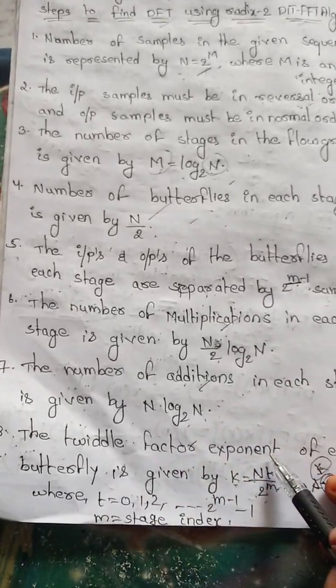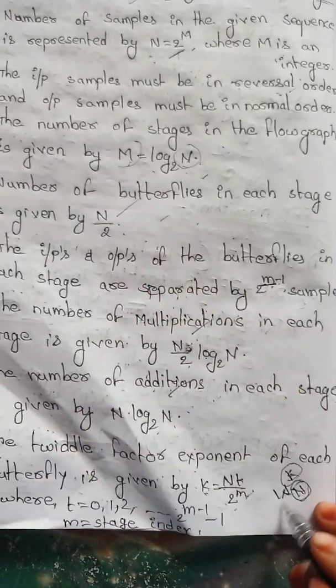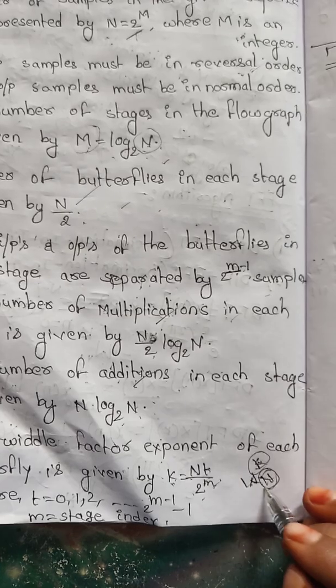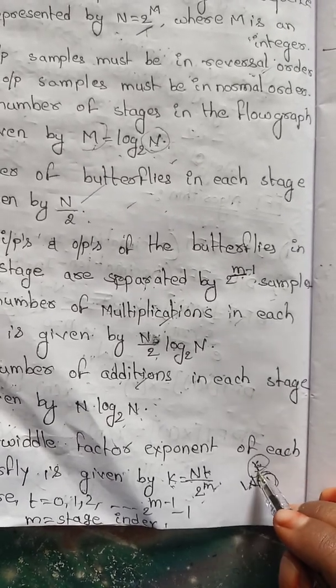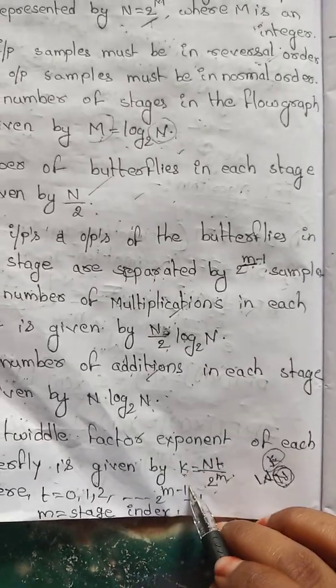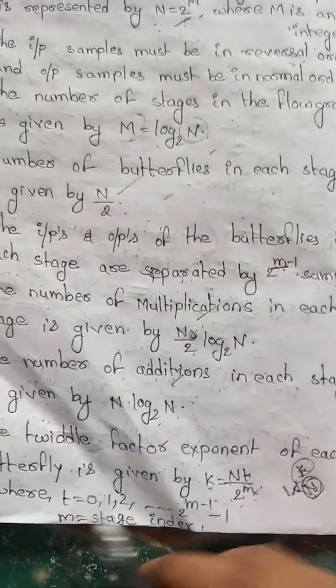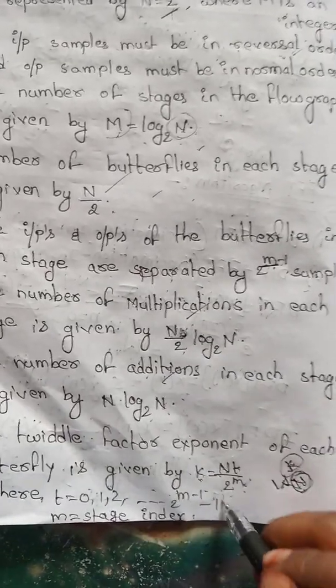Next, the twiddle factor. Already I told you the twiddle factor formula is W N of k. Here we know the N value, that is the given discrete time sequence length, and at the same time the k formula is N t by 2 power m, where t equal to 0, 1, 2, 3 and so on up to 2 power m minus 1. Here m is the stage index.